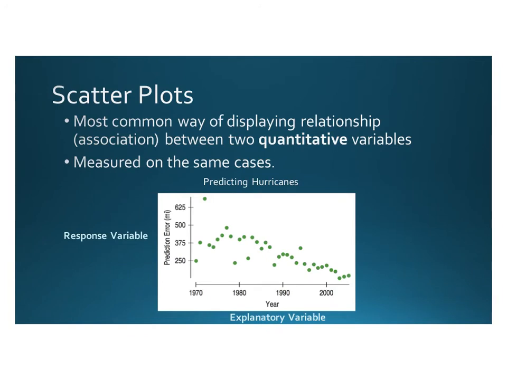So scatterplot, this is the most common way of displaying a relationship or association between 2 quantitative variables we measure on the same cases. There are a couple critical things that I'm looking for when you construct a scatterplot for me. The first, I need a title. I need some sort of context title. I need a horizontal label for the explanatory variable, a vertical label for the response variable. And then notice we have these horizontal and vertical scales. They need to be consistent, like a number line. And then you have your various points.